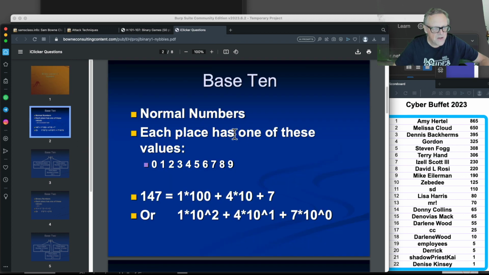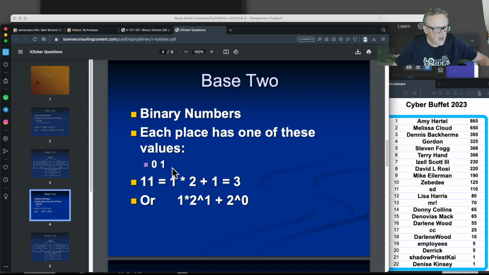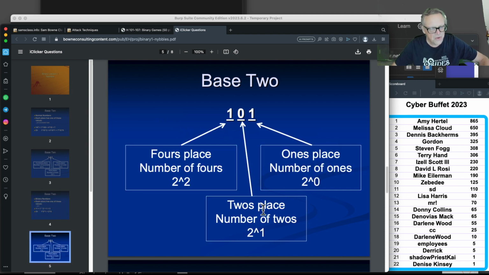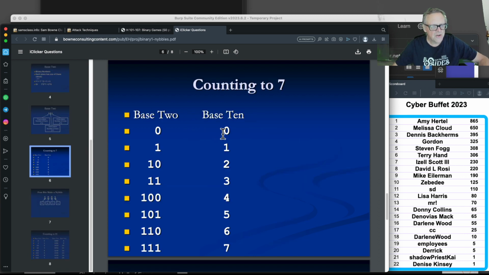So, base 10, 147 is 100, 4 tens, and 7. So you've got the ones, tens, and hundreds place. But in base 2, you only have 0 and 1. So you've got the ones, twos, and fours place. And so you can count to 7 with 3 bits. 111 is as high as you can go.